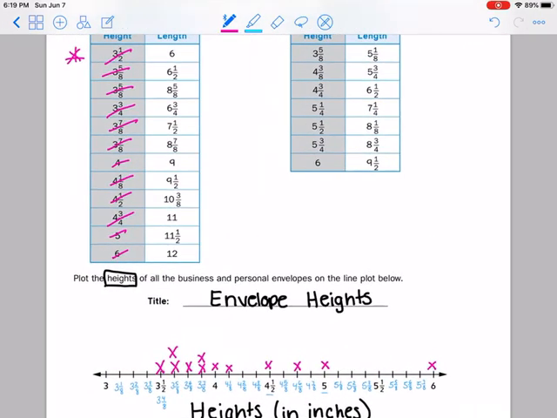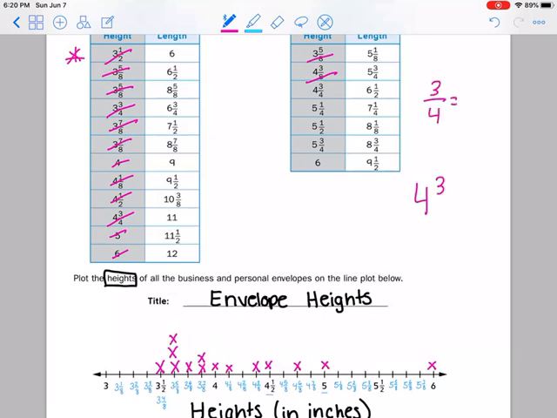Now I'm on to the personal ones. The first one is 3 5/8. So 3 5/8, 4 3/8, 4 3/4. So remember 3/4.